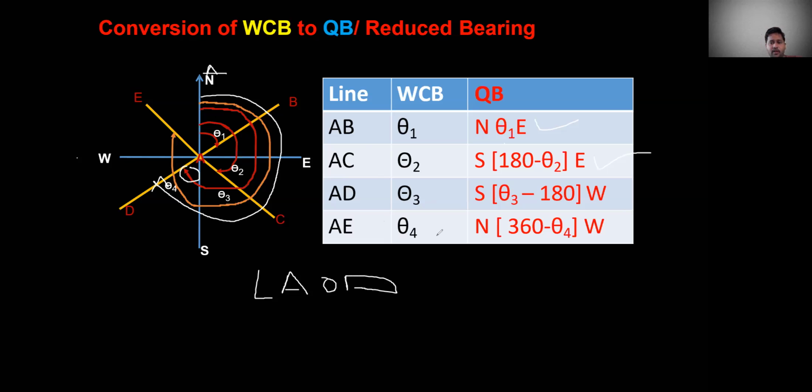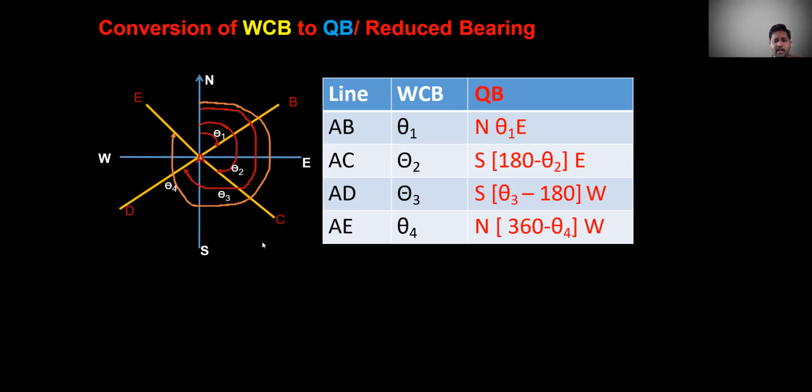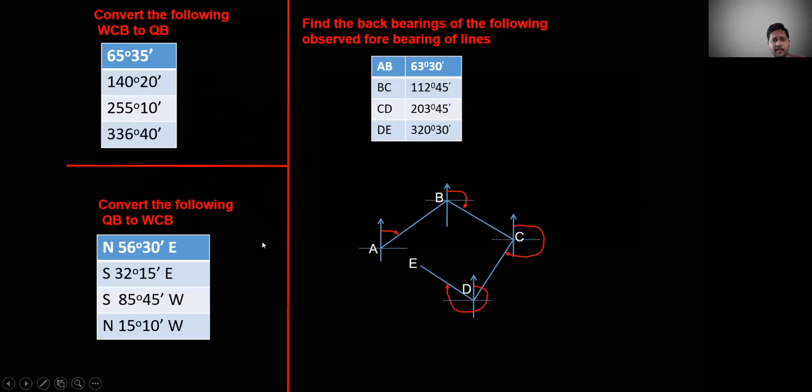If you want to find theta 4 into quadrilateral bearing, 360 minus theta 4 gives you the value converted into reduced bearing, that is northwest. So it comes in the fourth coordinate, and the fourth coordinate is represented as northwest. So 360 minus theta 4 gives you the perfect value of quadrilateral bearing. This is how we convert whole circle bearing into quadrilateral bearing.